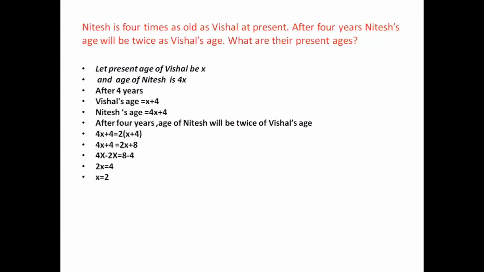So x is age of Vishal. So Vishal is 2 years old. So present age of Vishal is 2 years and Nitesh's age is 4x. It means 4 multiplied by 2 and that is 8 years. So Nitesh's age is 8 years.